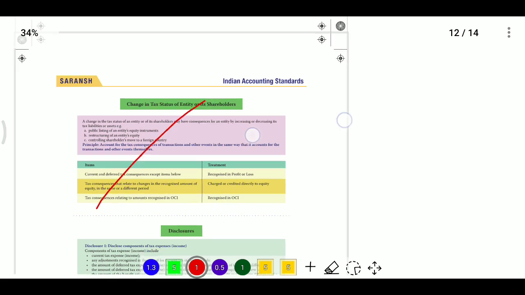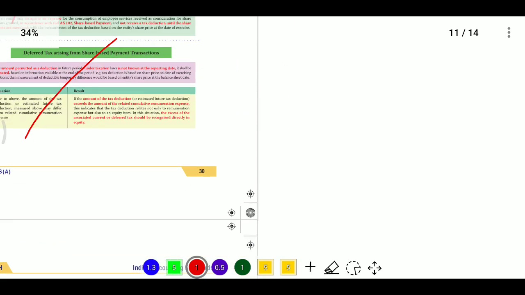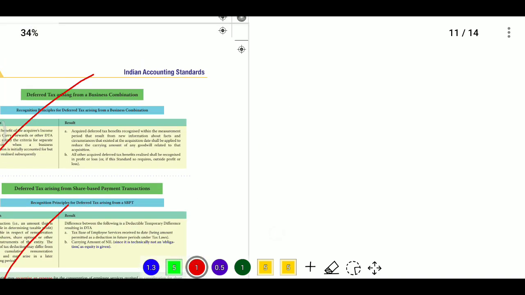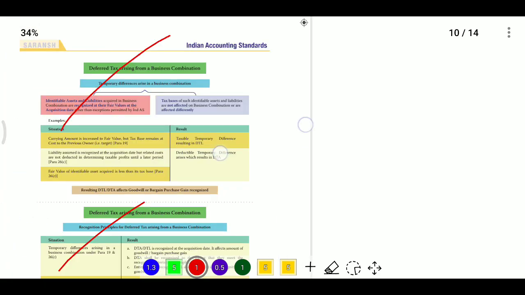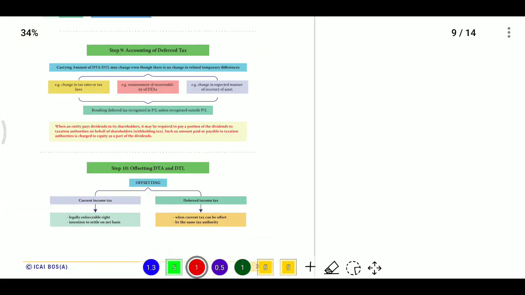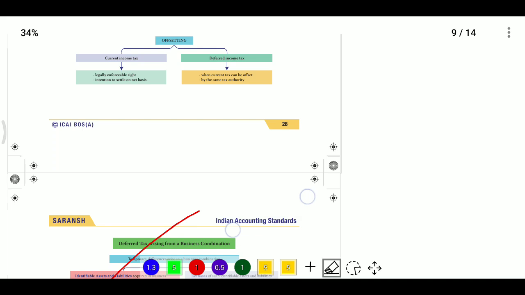Next is entity status disclosure, but before that, if any transactions were missed, there is DTA offsetting. Offsetting here means offsetting of DTA and DTL, current income tax and deferred income tax. For current income tax, there must be a legally enforceable right and intention to settle on a net basis. Deferred income tax can be set off when it relates to the same tax authority.